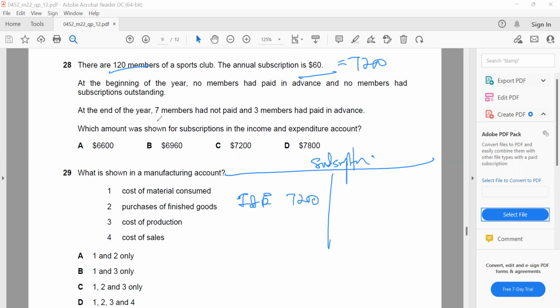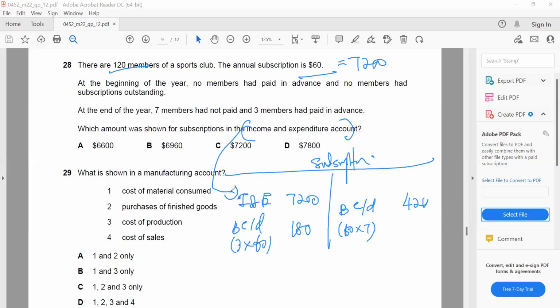At the end of the year, 7 members have not paid. 7 members not paid is a balance carried down. You take 60 times 7, which is 420. This is an asset. 3 members paid in advance. That means balance carried down is a liability here. 3 times 60, 180. So what is the amount that will show for the subscription in the income and expenditure?